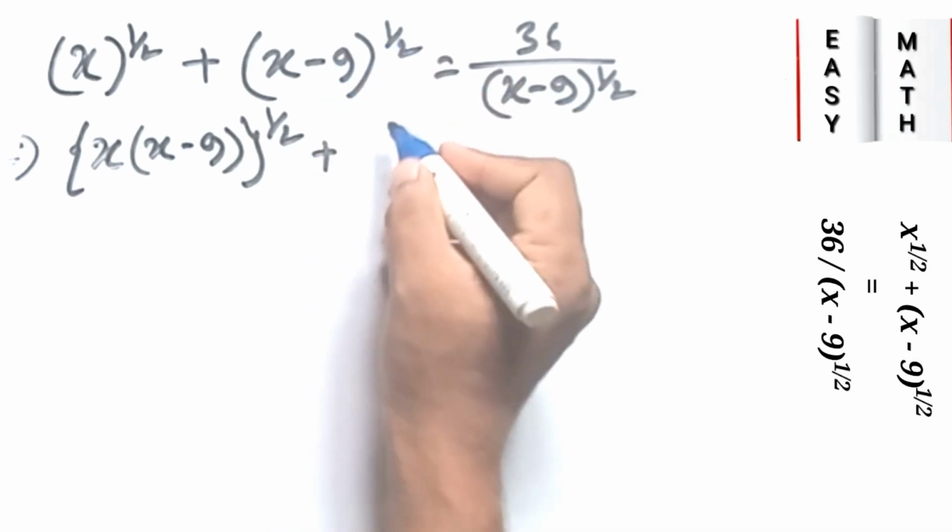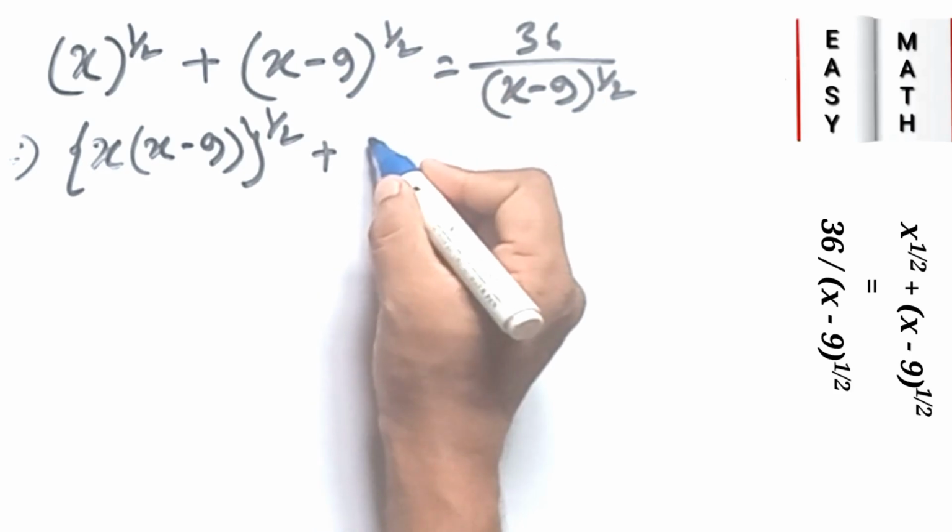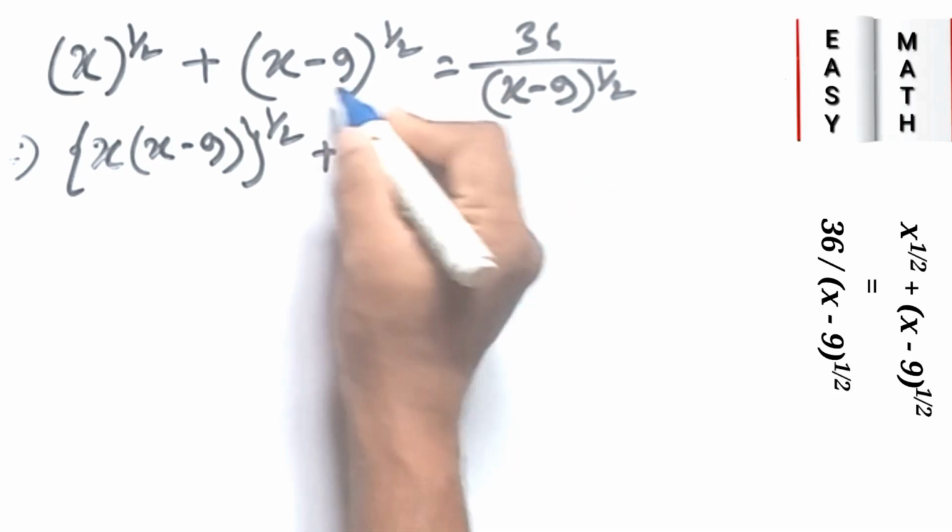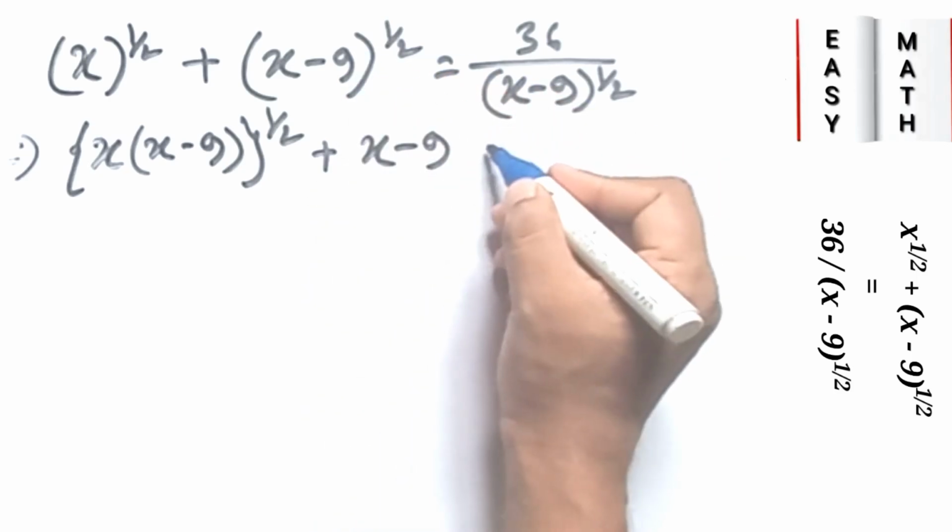So there is the half into half. So there is the 1. So x minus 9. This is the 1. And this is the 36.